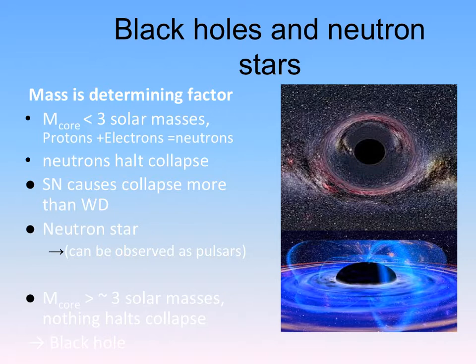Whereas when we have a black hole, this would be a stellar core that is greater than 3 solar masses. When you have that infalling of the supernova explosion that hits that iron core and rebounds outwards, nothing halts that collapse. So again, mass is the determining factor. The formation of neutrons halts the collapse into a stellar remnant of a neutron star. Greater than 3 solar masses at the core, nothing halts the collapse, and we end up with a black hole.